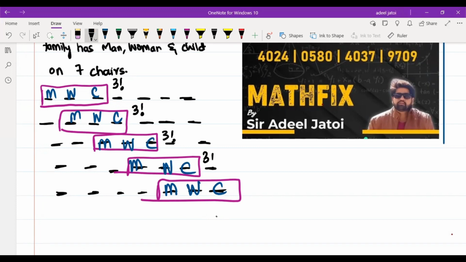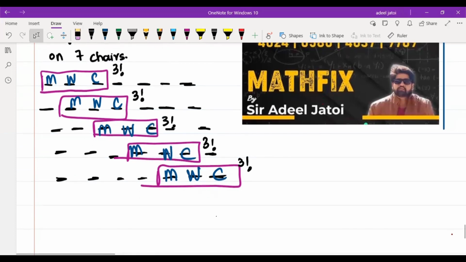3 factorial, 3 factorial, and 3 factorial. I can have 3 factorial for each option. So what we can do is, either I can have 3 factorial into 5. That means there would be 30 ways. There can be 30 ways.